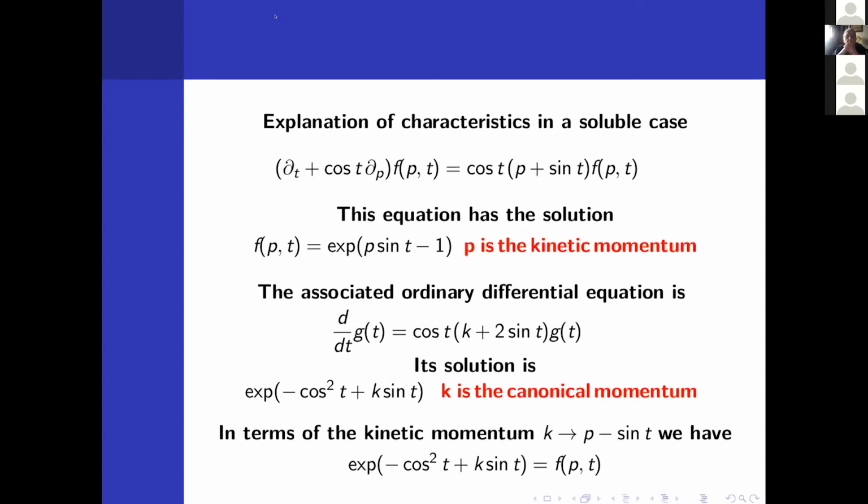This is a simple differential equation. We can solve it easily. And here is the result. The result contains cosine squared T plus K sine T.